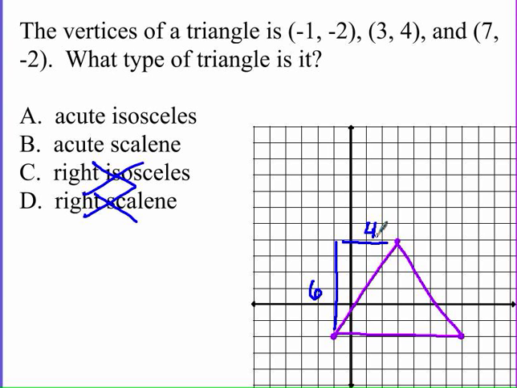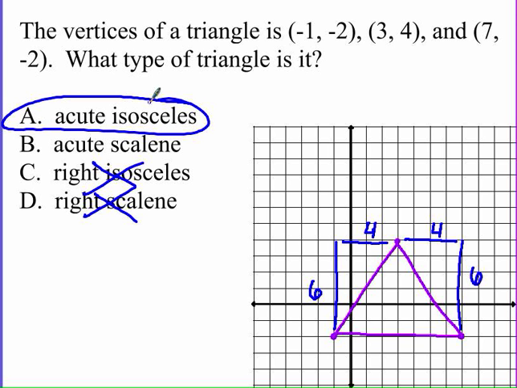If those numbers match exactly, it's got to be the same measure. Okay, if they don't match, then you know they're different. So here I'm going to go up 6. What do I do here? Over how many? 4. So those match. If I use the Pythagorean theorem, I'll get the same length of the sides. So this is actually an acute isosceles.